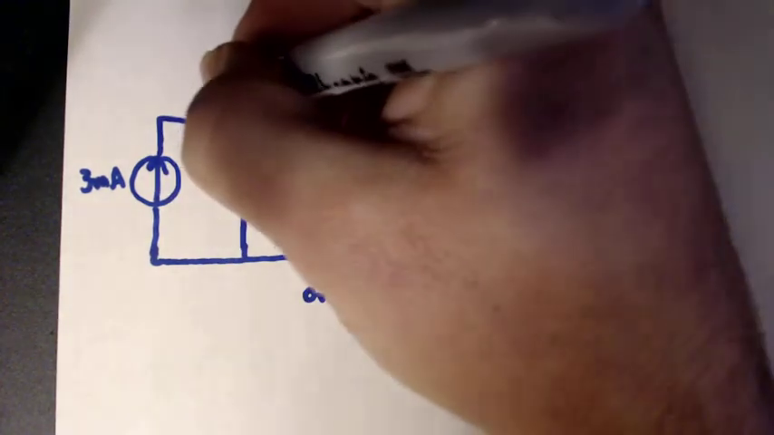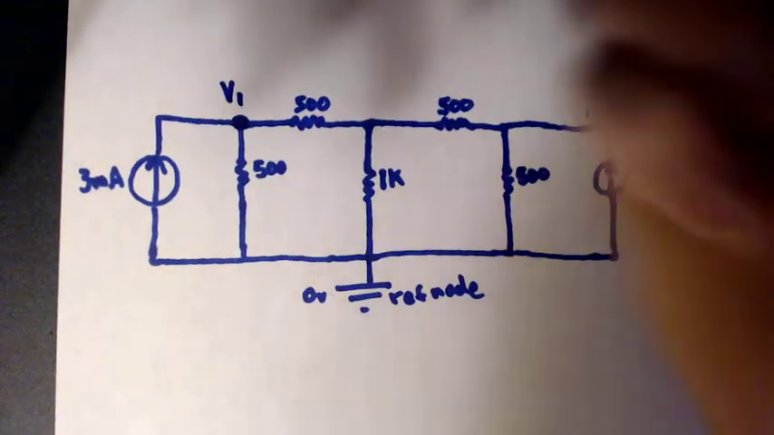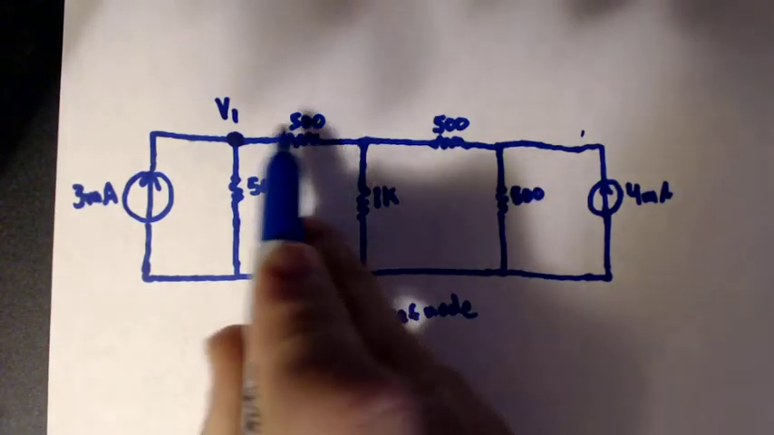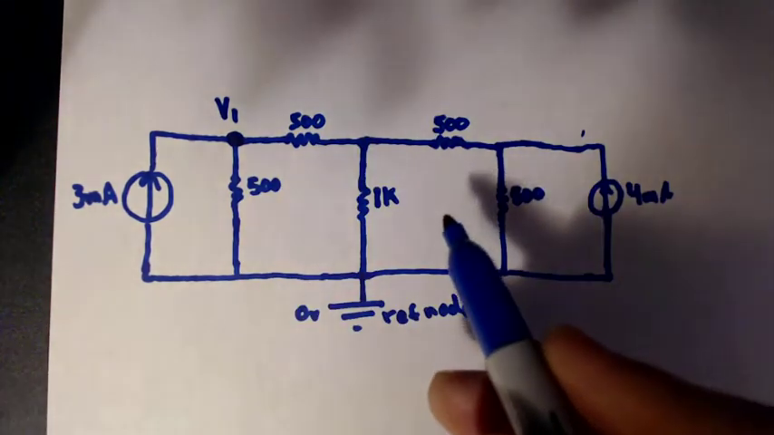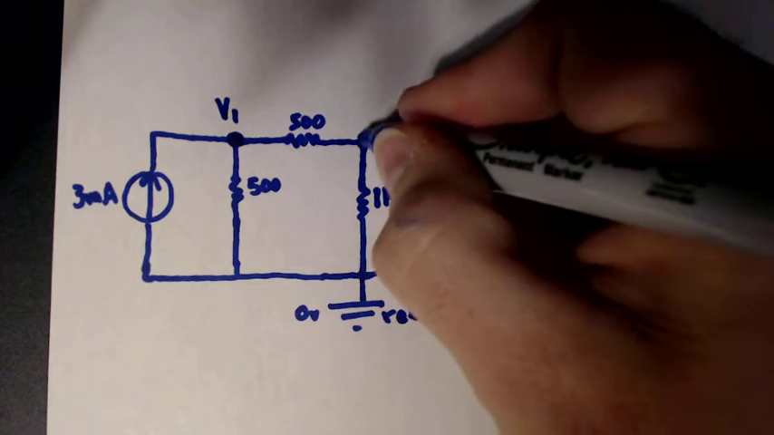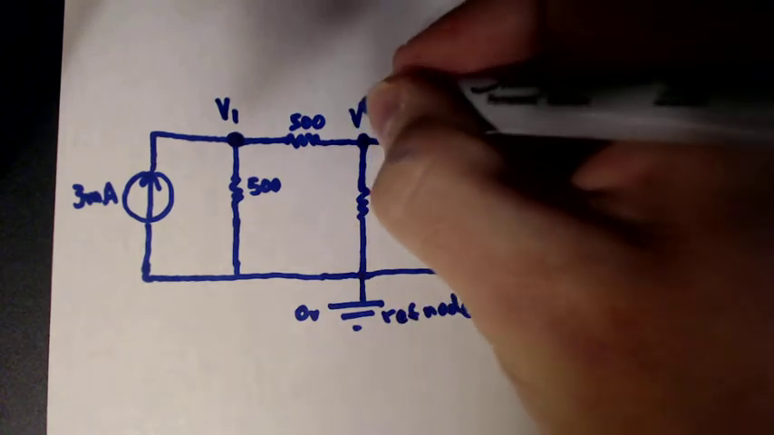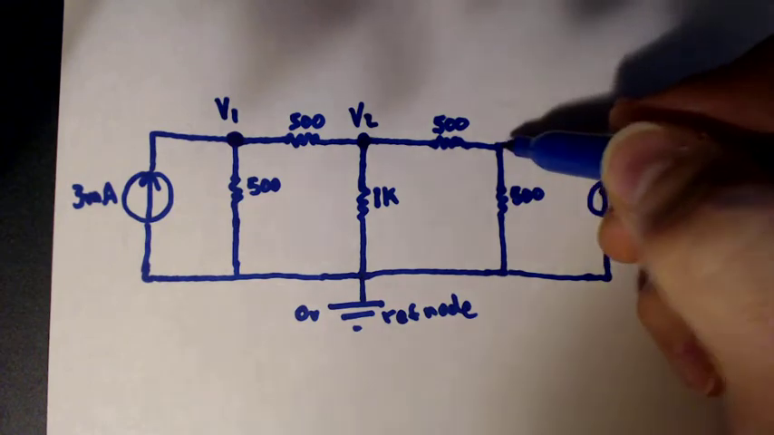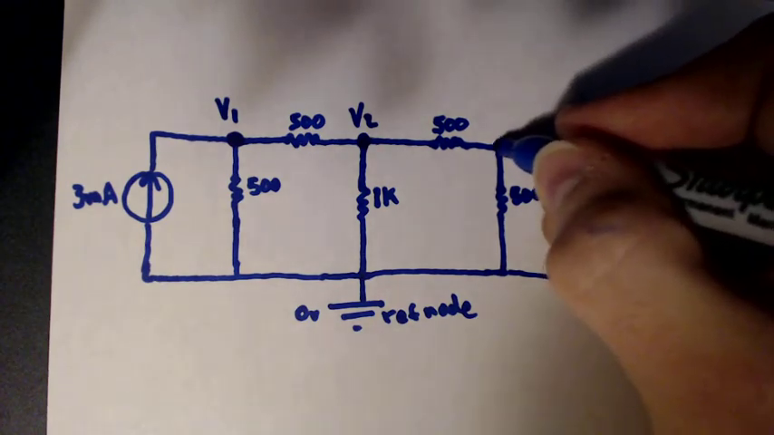I'm going to go ahead and label this as V1. Now, again, I get a voltage drop across this 500 ohms. So here's another spot. I'll label this as V2. All right. And here's another spot. I'll label this as V3.